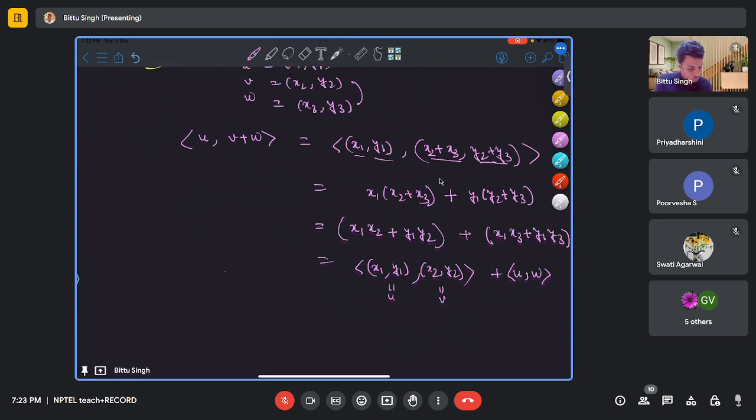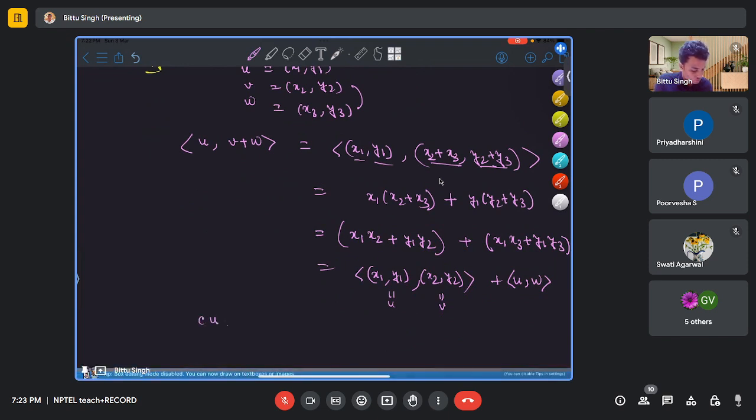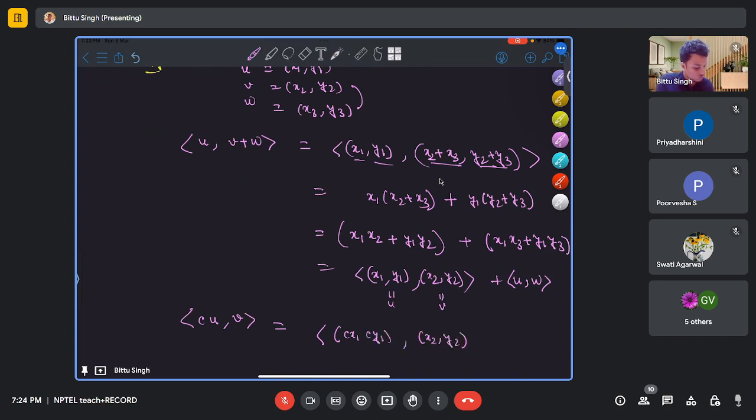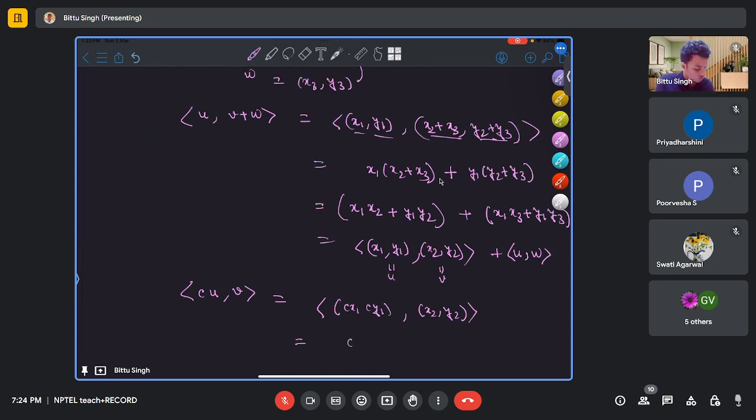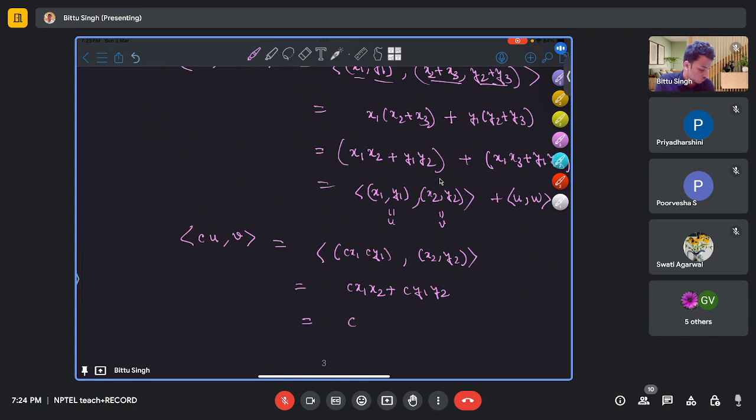So multiply the first vector by a constant c, and then take the inner product. This will give cx1 comma cy1, and the second vector is x2, y2. Now by the definition of inner product, this will be cx1 times x2 plus cy1 times y2. Take c out, so it will be c times (x1 x2 plus y1 y2), and this is the same as c times x1, y1 times x2, y2.